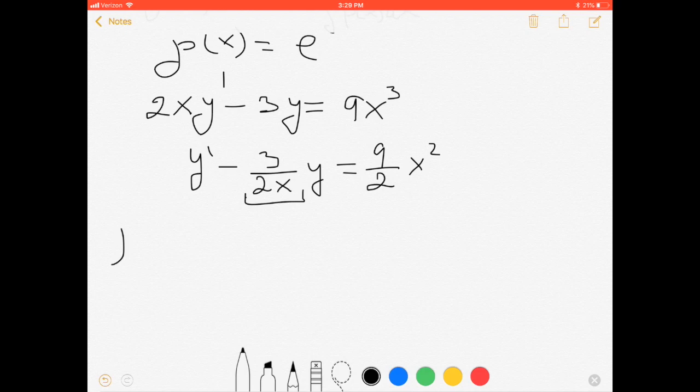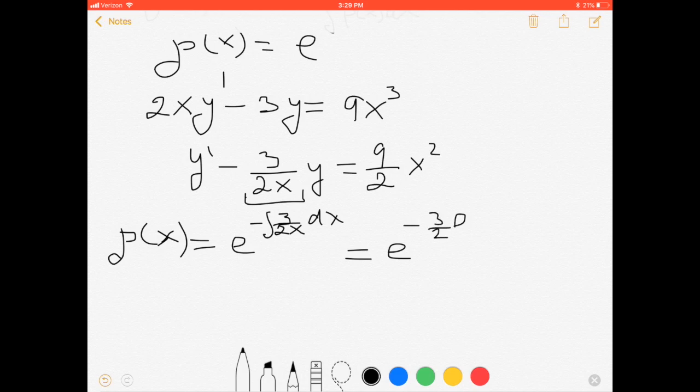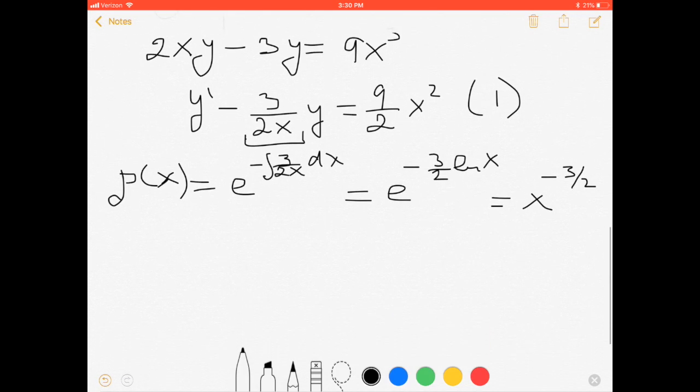This means the multiplier rho(x) will be e to the power of negative integral of 3 over 2x dx. It will be e to the negative 3/2 natural log power, which is x to the power negative 3/2. This means I need to multiply my equation by x to the negative 3/2 power.